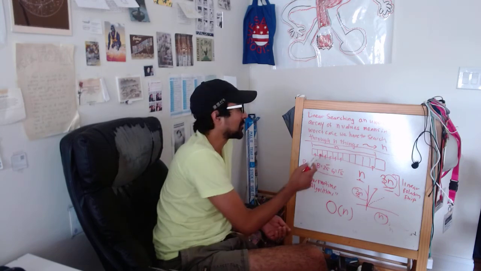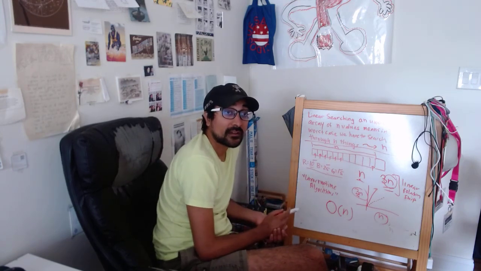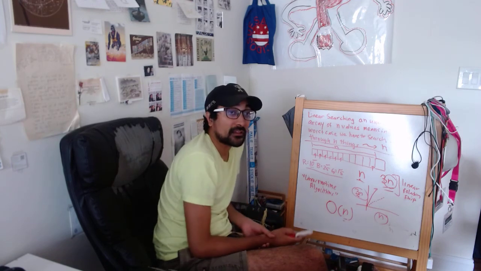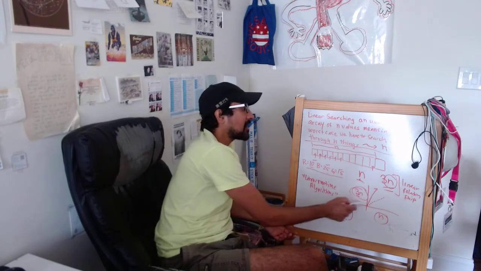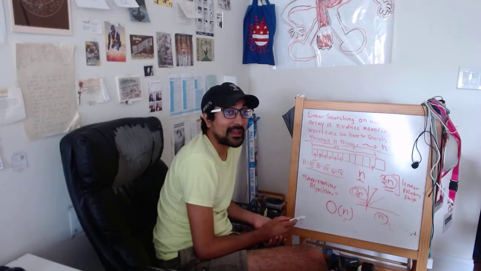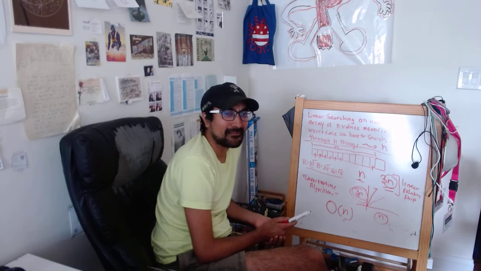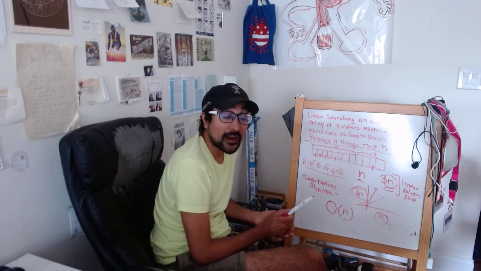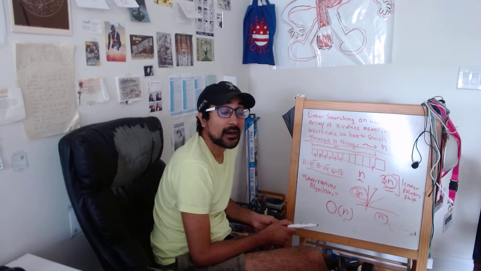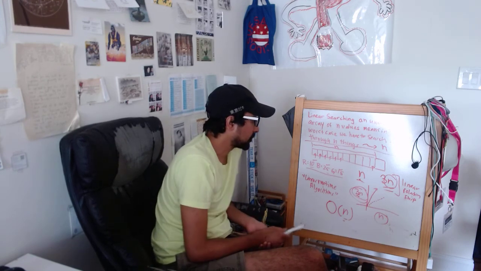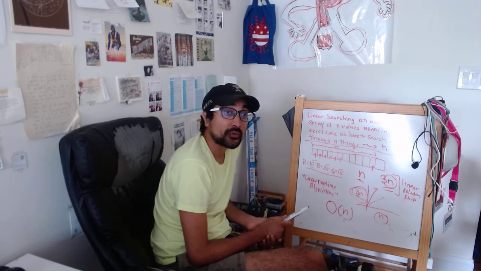That is, as the number of things increases, the number of things we have to search through increases linearly, regardless of the slope of that line. We're going through it linearly.